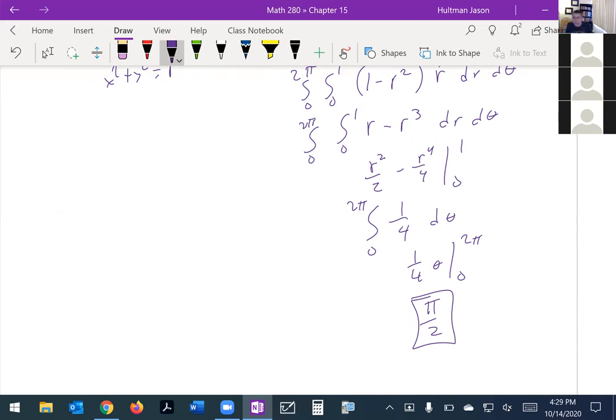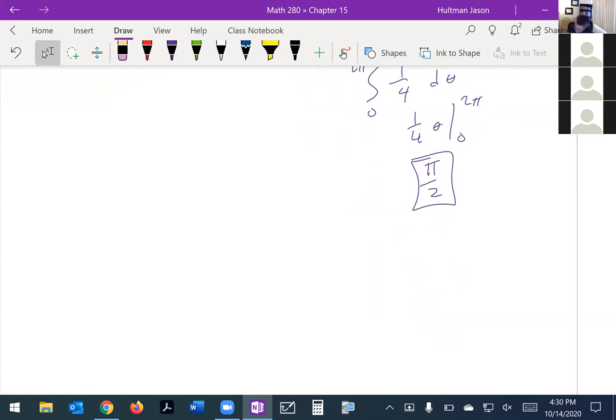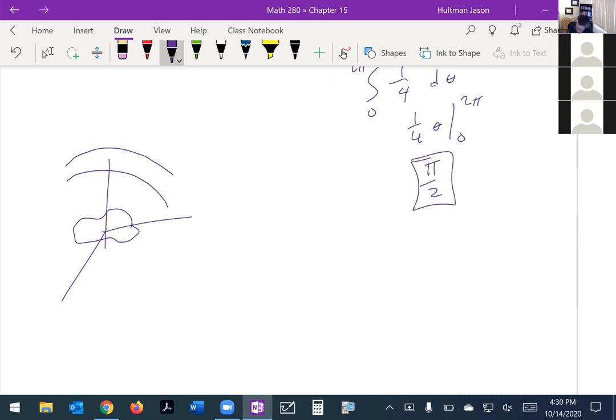Now, what happens when the region isn't so nice? What happens when the region isn't nice and circular? What happens if the region looks like, I don't know, let's say that we want to integrate under this curve, but the region looks like this? Not so nice, right? Can we still do polar coordinates? Well, absolutely we can. We just need to get this area, we'll call it D, the domain, in terms of r of theta.